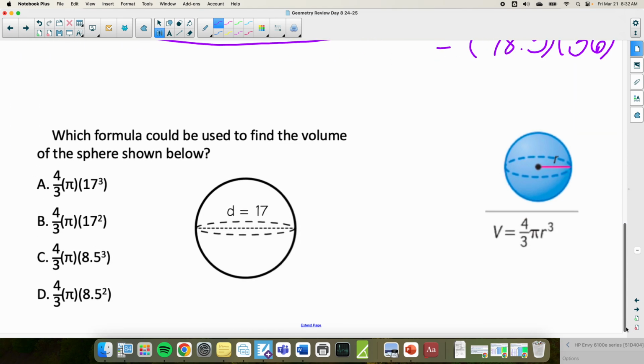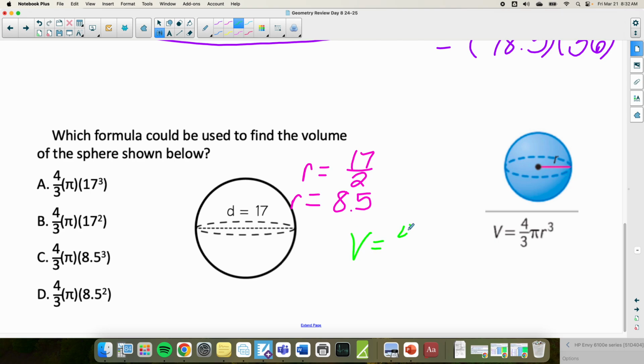Now, if we look at this one, if you notice, they're giving us the diameter again. The diameter is 17. Our radius is 17 divided by 2, which would be 8.5. Okay? Now, again, you'd have to remember that formula, 4/3 pi r cubed.